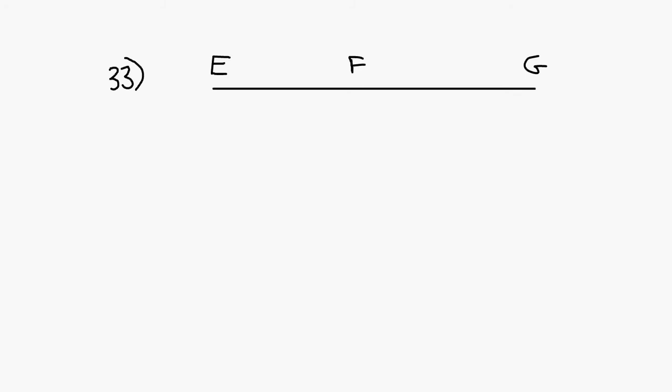Number 33. Got points E, F, and G. E to G is 25, so from here to here is 25 units. Point F is 2/5 of the way between E and G, so this is 2/5 of this entire distance. Find the value of FG.